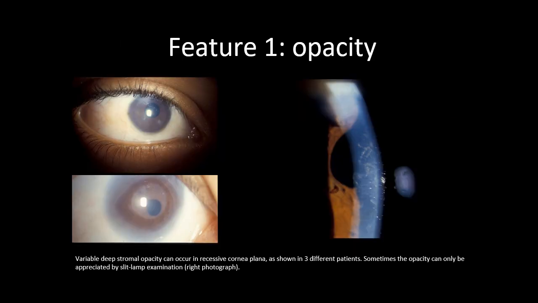The corneal opacity in recessive cornea plana is very interesting. Sometimes it's apparent at all times. Sometimes it's apparent only in broad beam illumination, and it can look very prominent and visually significant, when in fact it's not. It's very unusual for the corneal opacity in recessive cornea plana to need any kind of intervention. And other times you can only appreciate it with a slit beam.